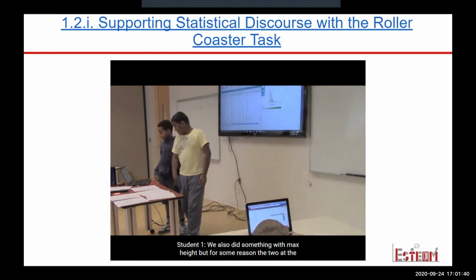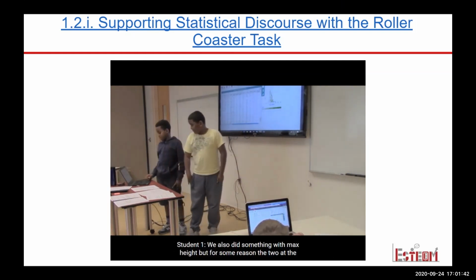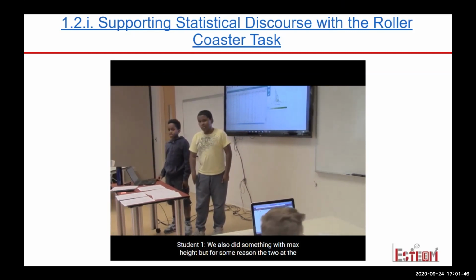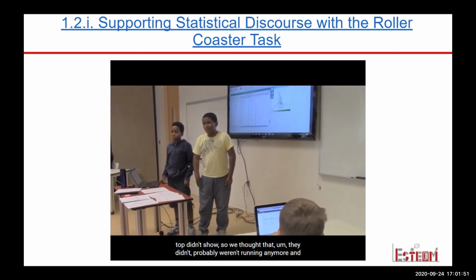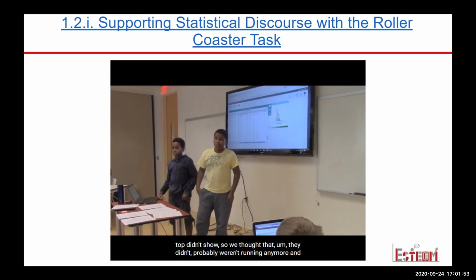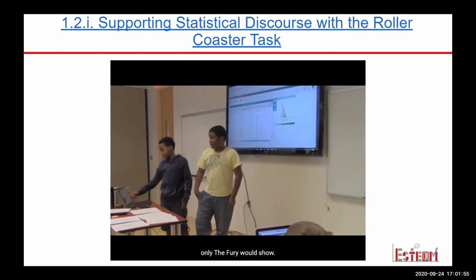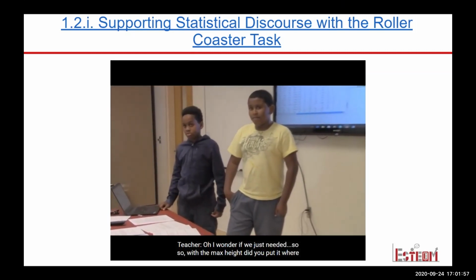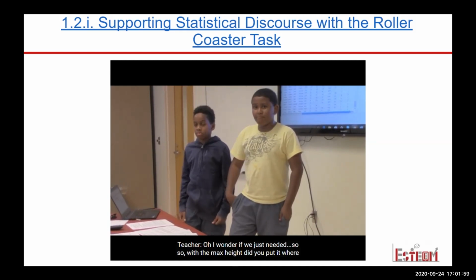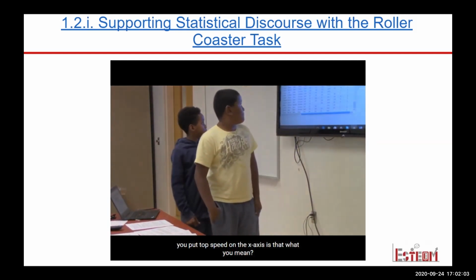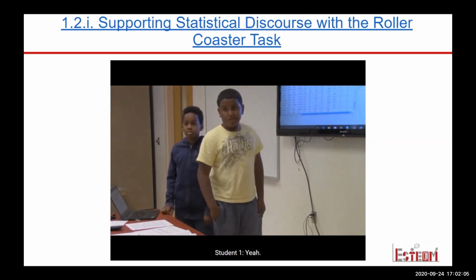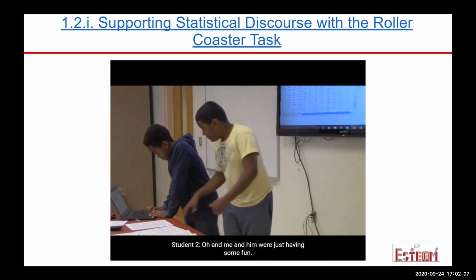Nice, thank you. We also did something with the max height, but for some reason the two at the top didn't show. So we thought that they probably weren't running anymore, so that's why it wouldn't show them there, and only the Fury would show. Oh, I wonder if we just needed to, so with the max height, did you put it where you have top speed on the x-axis? Is that what you mean? Yeah. Go ahead and drag max height on there.